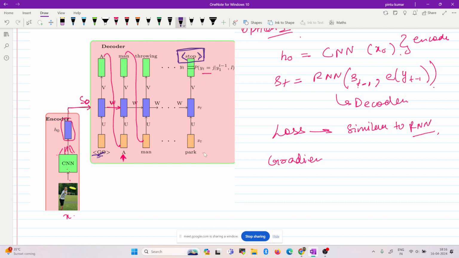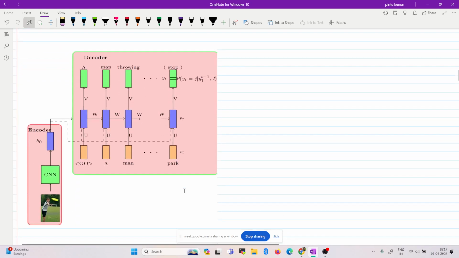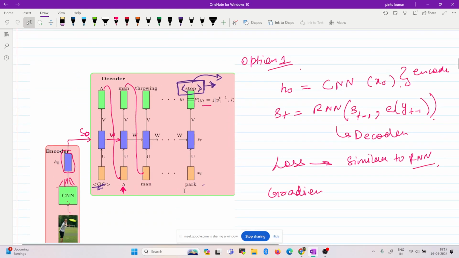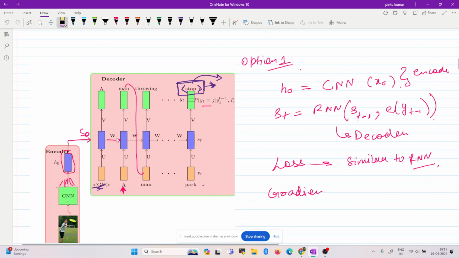So when the sentence finishes, your model should tell you explicitly that you have finished the sentence. You should not keep a count of how many times you need to run this thing. Your model should tell you when to stop. So this was option 1. Now, one problem that option 1 can have is when you want to generate long captions.